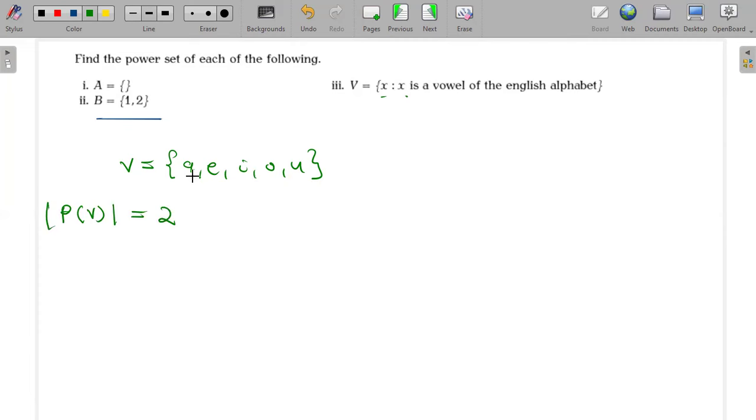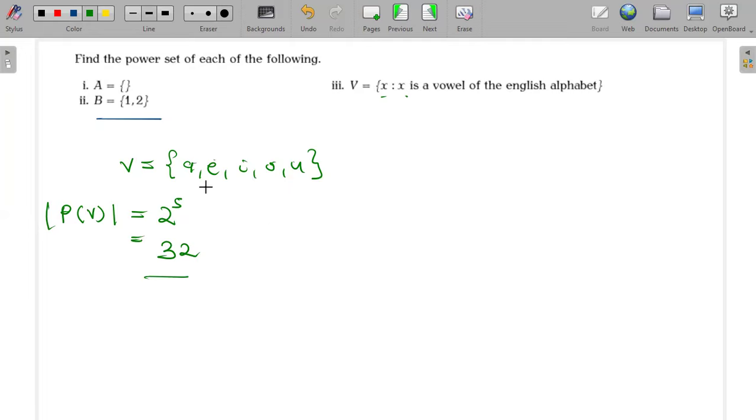So 2 to the power, now we count those elements: 1, 2, 3, 4, 5. So it will be 2 to the power 5, which is going to be equal to 32. It means you have 32 subsets that are going to be there. Those are a lot, so listing them is going to be tedious.